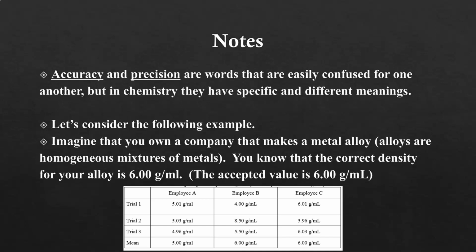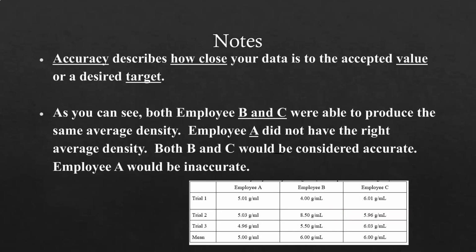Accuracy and precision are words that are easily confused for one another, but in chemistry they have specific and different meanings. Let's consider the following example. Imagine that you own a company that makes a metal alloy. Alloys, remember, are homogeneous mixtures of metals. You know that the correct density for your alloy is 6 grams per milliliter, so we would say that the accepted value is 6 grams per milliliter. And we have the data here.